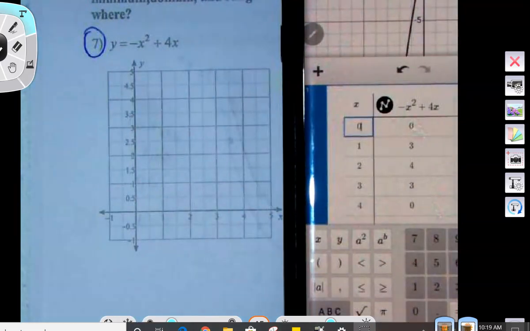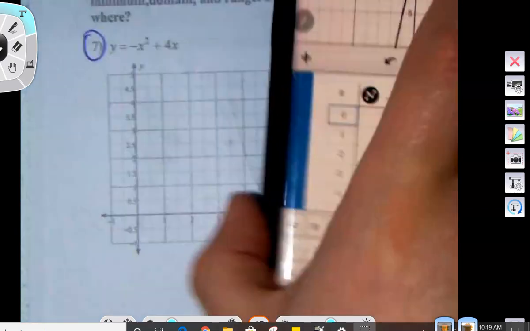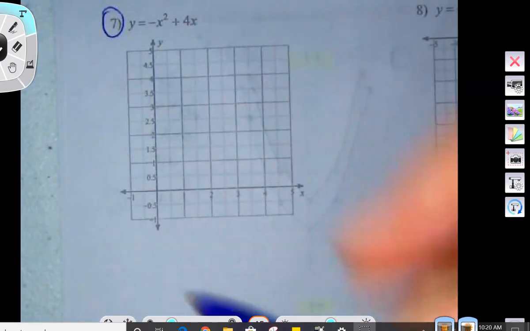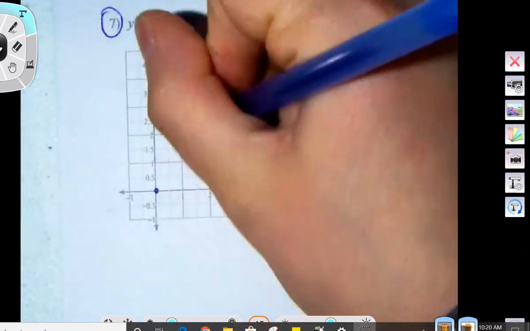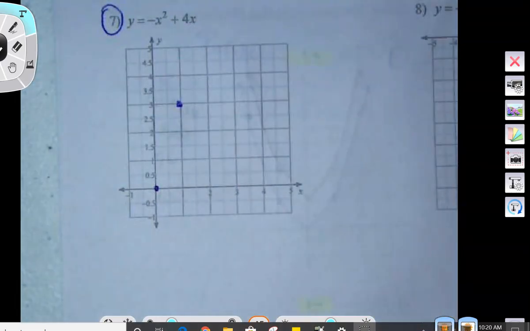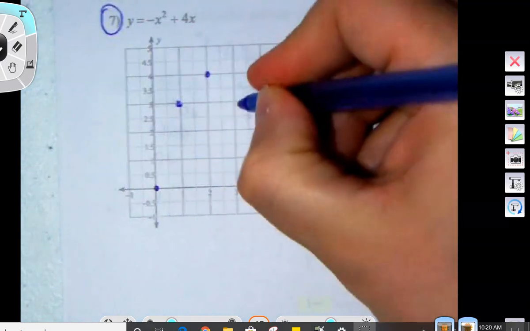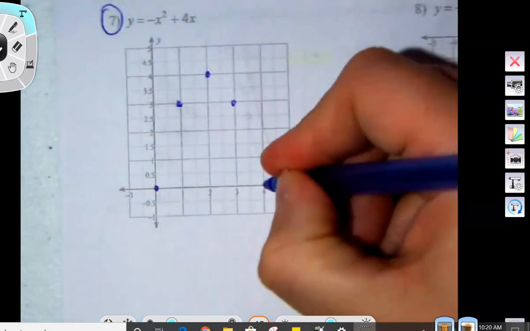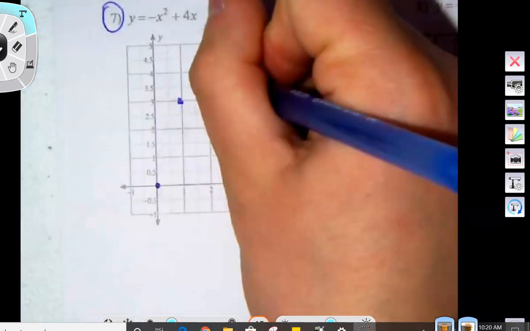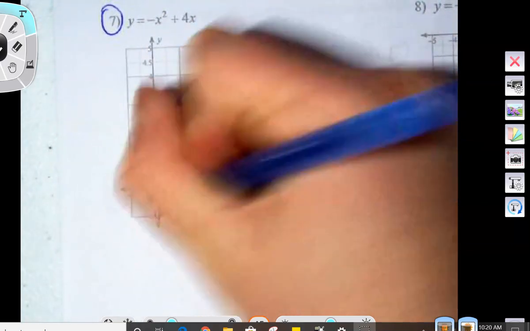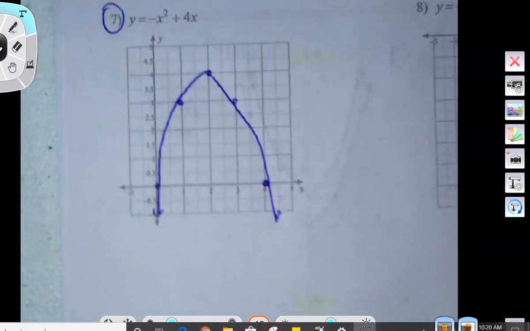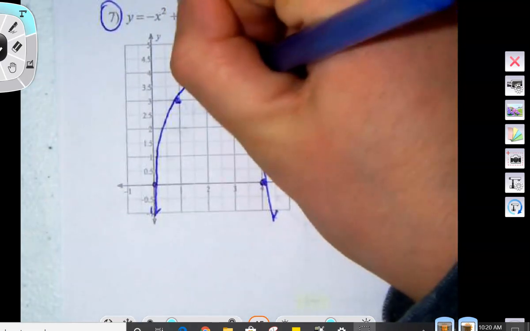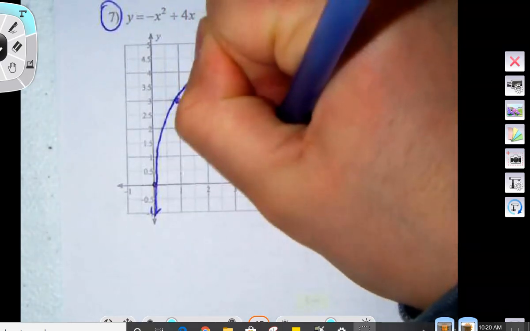So those are the points that I'm going to go ahead and graph on our graph over here. If I go ahead and do that, we have 0, 0. We have 1, 3. We have 2, 4. We have 3, 3, and we have 4, 0. So we can go ahead and graph our parabola. We've got our 5 points to be able to do so. It's kind of not a very good looking parabola, but it is what it is.